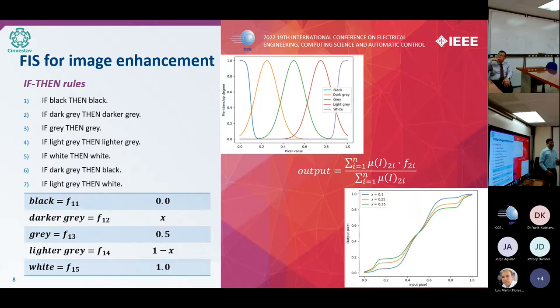For the second phase, we use seven if-then rules. In short, these rules make the dark pixels darker or the light pixels lighter in order to make the contrast enhancement. The output singleton values are shown here in this table, and as you can see, here we have the X parameter, which was the output of the first phase. These graphics show the input membership functions, and the output using the WAM method for the defuzzification, and also this is the equation.